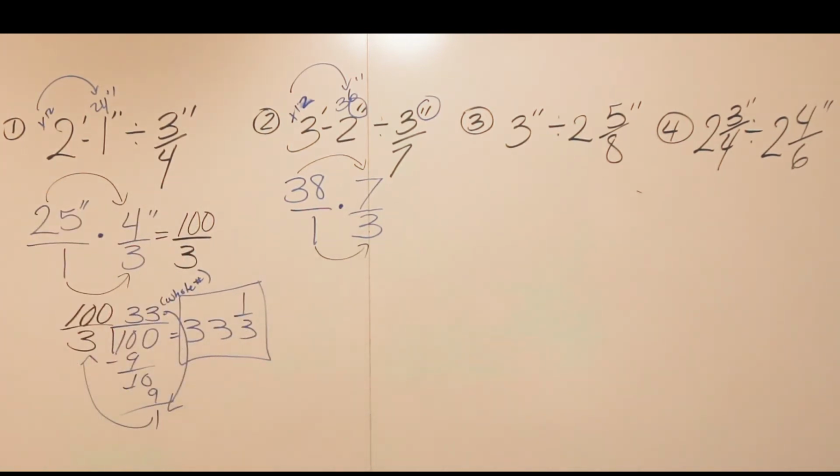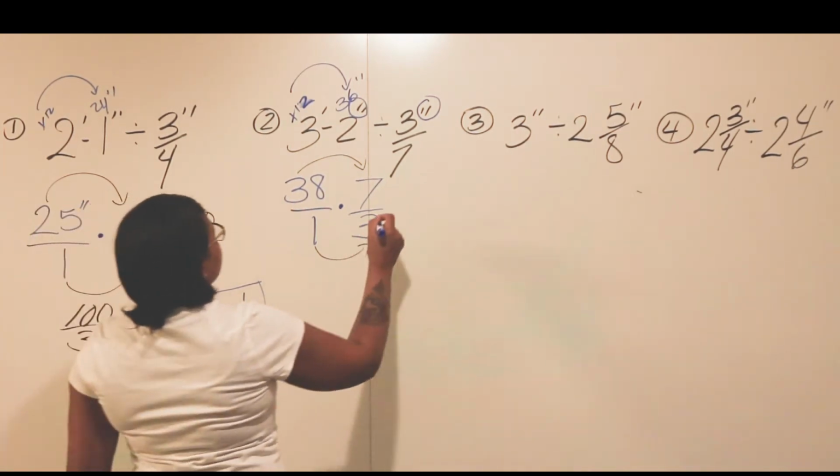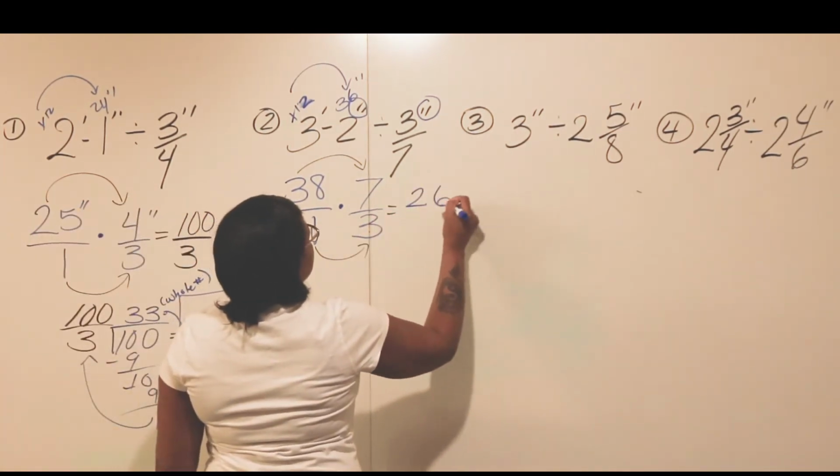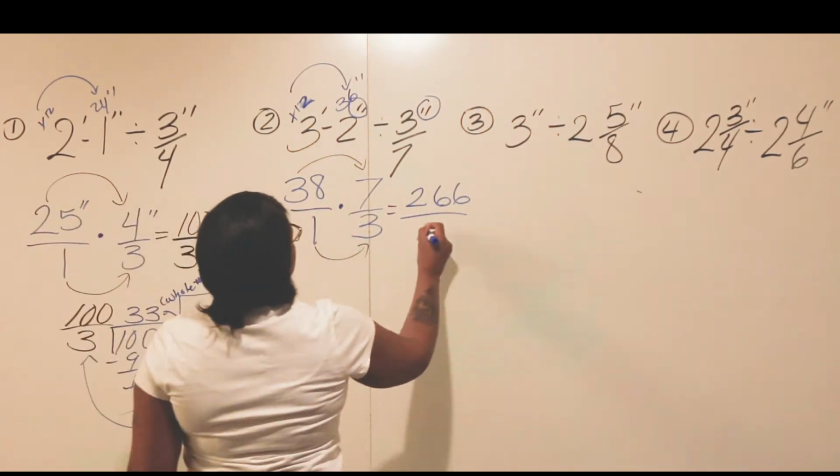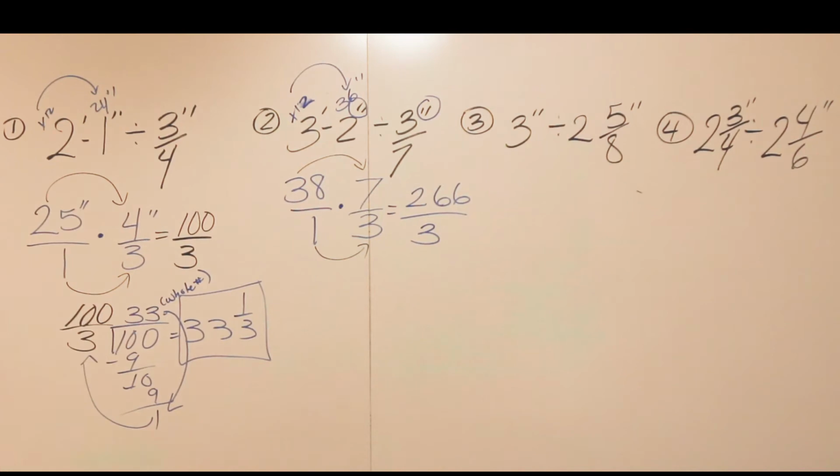So now we have 38 times 7. 266. Denominator, 3. Inch marks, yes, no? No, because they already fell off, right? So now what?